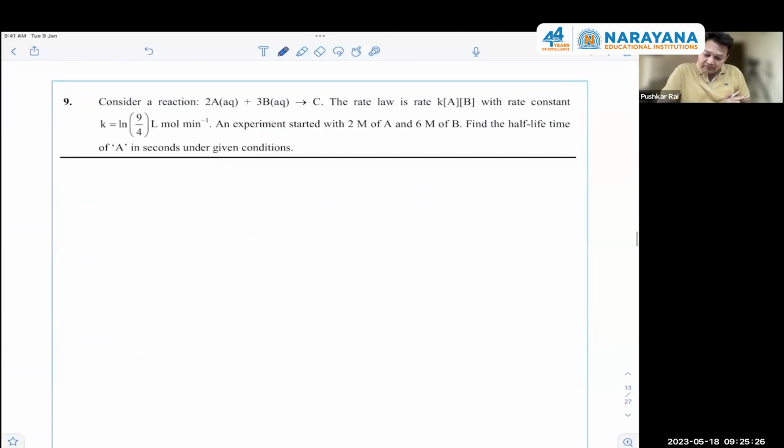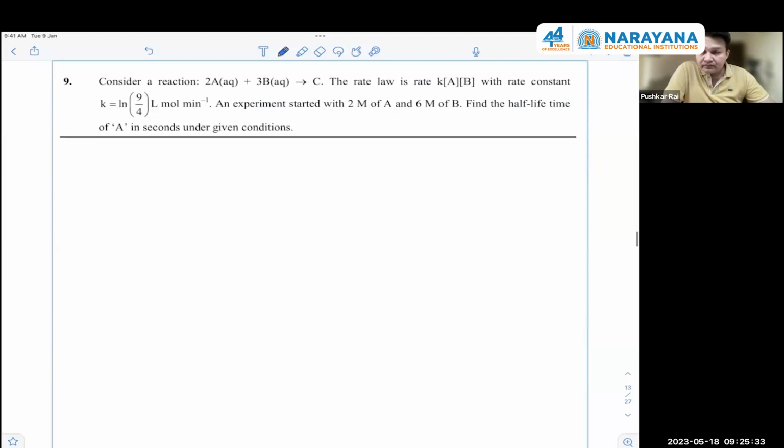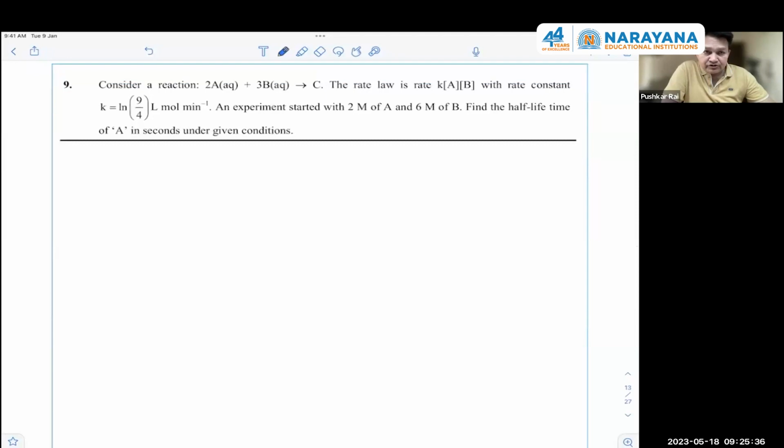This was a very, very easy question. I don't think there is anything in this question. Should I discuss it? Have we done it? These are some routine questions. What is the funda of this problem?